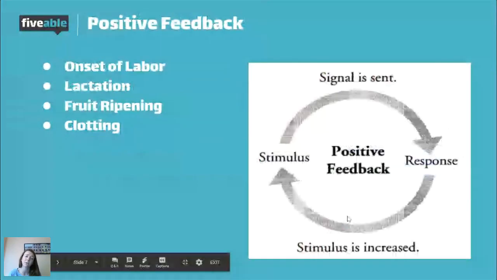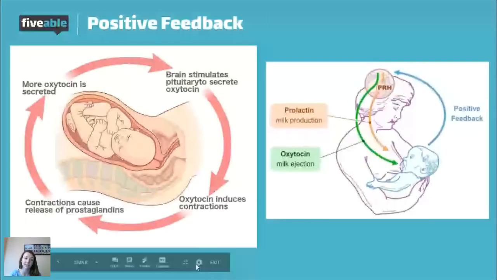Positive feedback. Okay, so onset of labor, lactation, fruit ripening, and clotting. Again, here the stimulus is increased. Childbirth is a perfect example of this. We have contractions. Contractions are going to release a hormone called prostaglandins, which is going to lead to more oxytocin being released. Then the brain is going to release even more oxytocin. Oxytocin is going to lead to more contractions. So you can see the oxytocin levels are going to be continually increasing in the mother until the stimulus is removed, aka the baby is born.